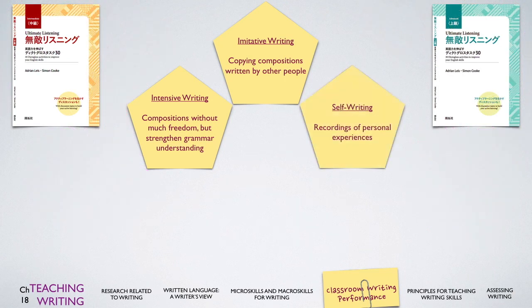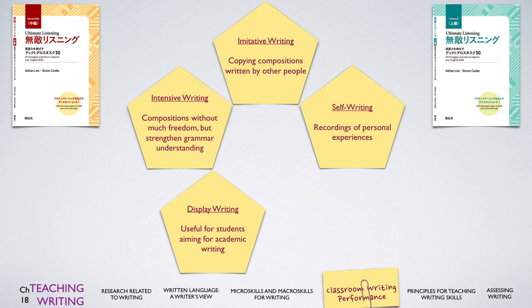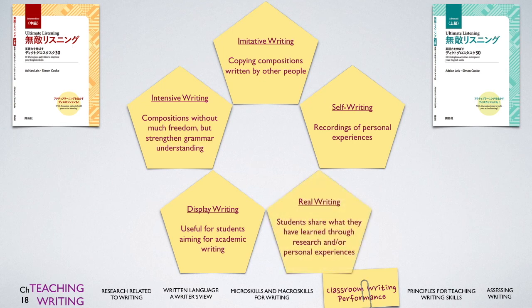Self-writing is quite self-explanatory, referring to diaries and portfolios in which students record personal experiences. We talked about display writing before. Although it is not ideal because the reader usually knows the content, it is important to include such writing performances to check proficiency, especially for those students aiming for more academic levels. Through real writing, the students get opportunities to share new information about what they have researched or their own experiences. It is real writing that we would like students doing mostly in our classes if we want to get them writing high-quality compositions.